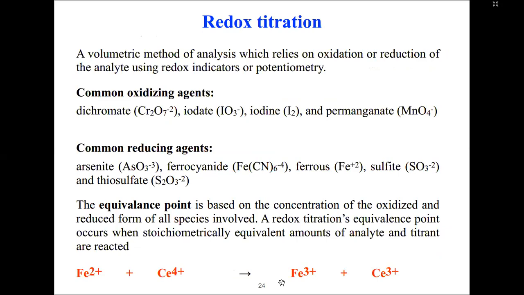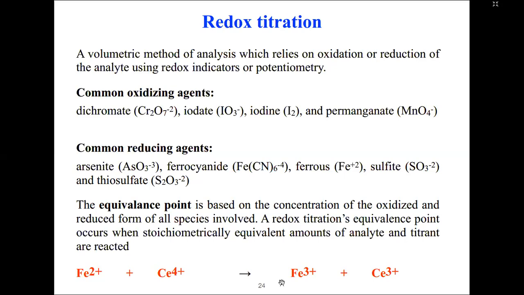Now redox titration. Now we get to know the terminologies. A volumetric method of analysis which relies on oxidation or reduction of the analyte using redox indicator or potentiometry. So these are the types of titration, right? Where it relies on oxidation or reduction of analyte, and in addition we have to use redox indicator. Or you can also use the instrument. If you use the instrument, then it is potentiometer to measure the voltage. So some of the common oxidizing agents are listed here: chromate, iodate, iodine, permanganate, and some of the common reducing agents are listed here: arsenite, ferrocyanide, ferrous sulfide, and thiosulfate.